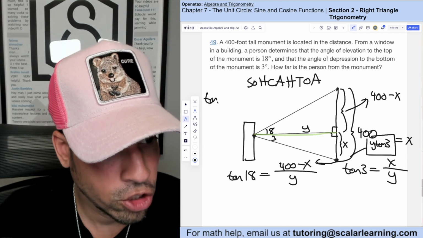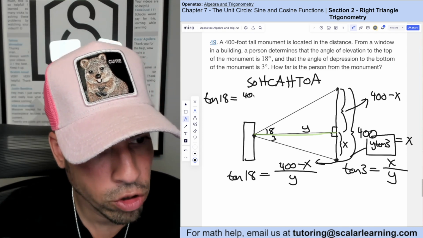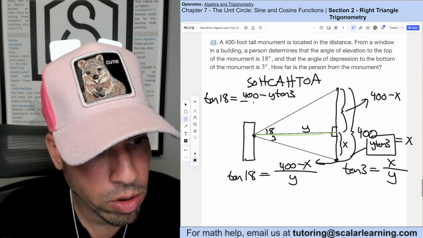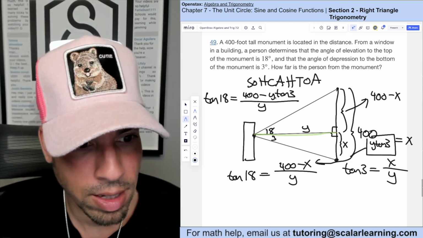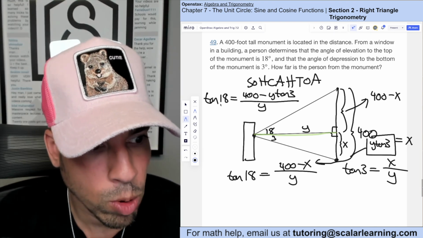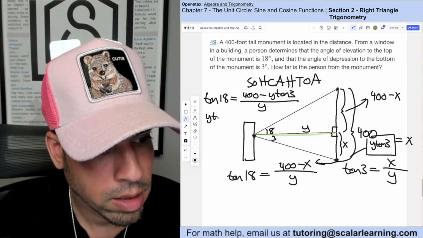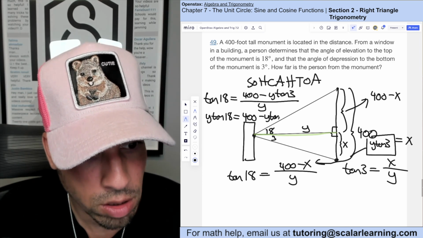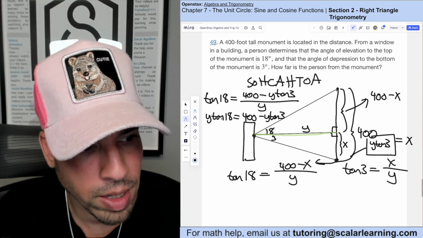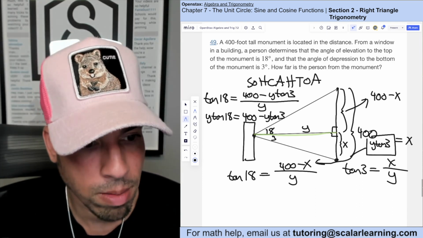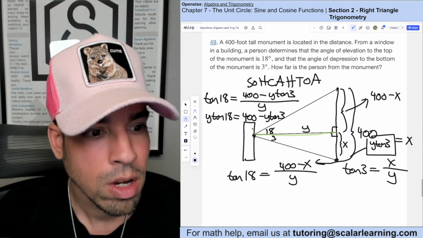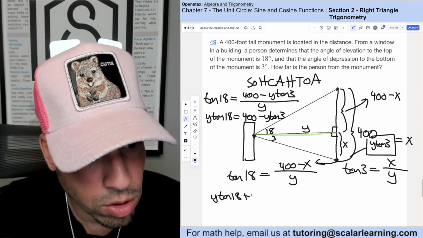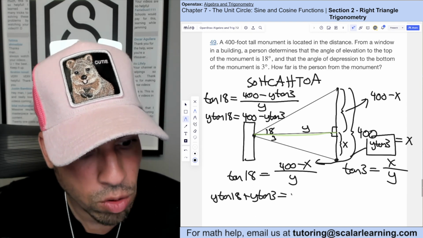And now I can take this and plug it in for x over here. So now I've got tangent of 18 equals 400 minus, instead of x, I'm plugging in y tangent 3, over y. Now we've got to somehow get the y's together and isolated so we can solve for y. So first I'm going to multiply both sides by y. So I get y tangent 18 equals 400 minus y tangent 3. And remember, tangent of 3 and tangent of 18 are just numbers. I just haven't evaluated them. But I'm going to add them together because they both have y's. So then we've got y tangent of 18 plus y tangent of 3 equals 400.